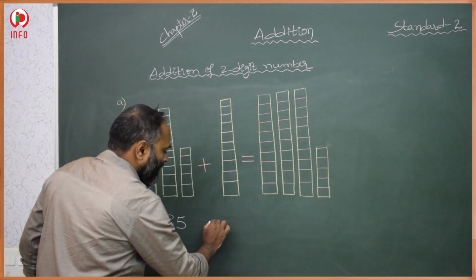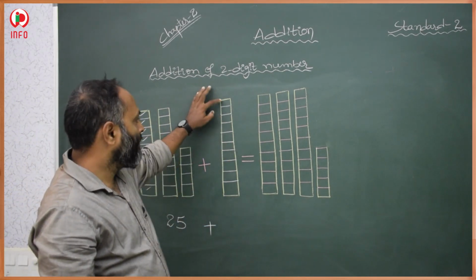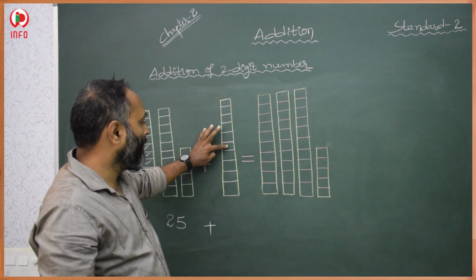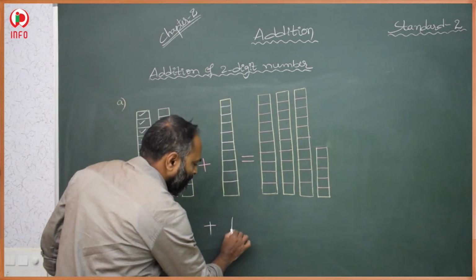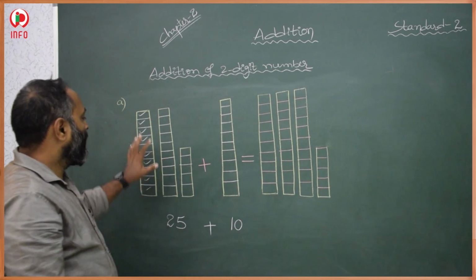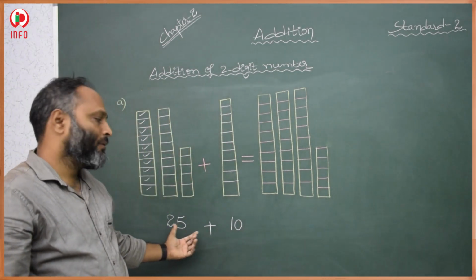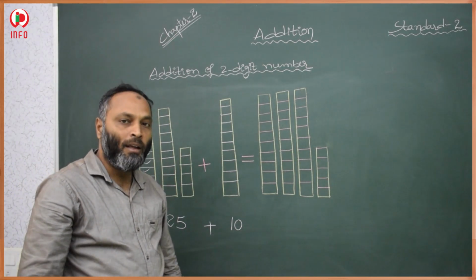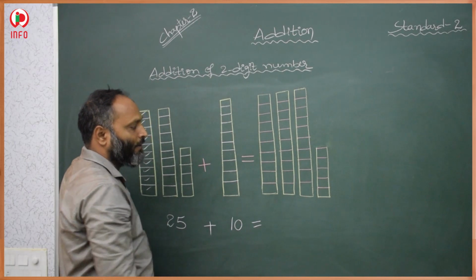Plus the second addend. Only one complete block is there: 1, 2, 3, 4, 5, 6, 7, 8, 9, 10. The total is 10. This is the first addend and the second addend. The first addend is 25 and the second addend is 10. Then equals means our answer.